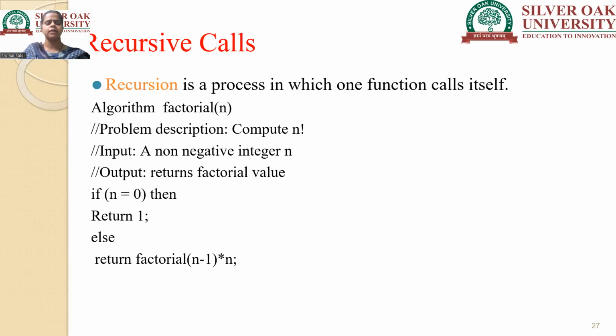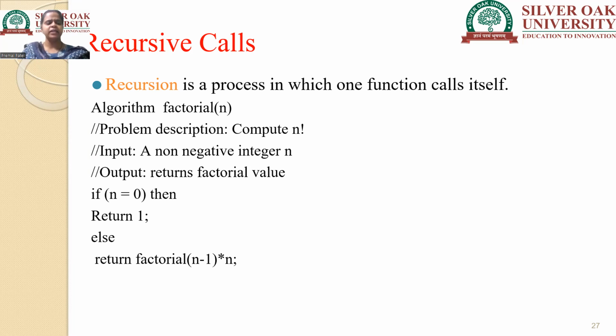Now the next is recursive calls. We all know what recursion is: it is a process in which one function calls itself. And the best example to explain recursive calls is the algorithm factorial n, where the problem description is to compute n factorial, the input is a non-negative integer n, and the output returns the factorial value.